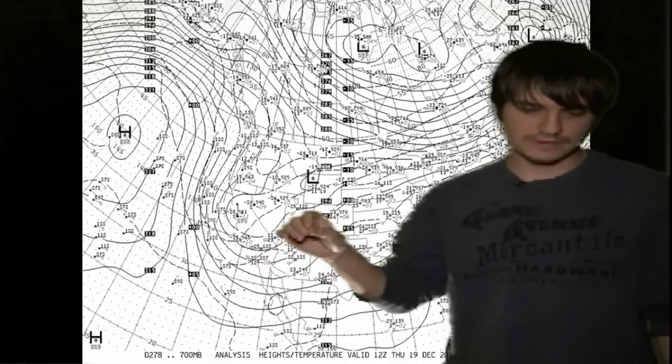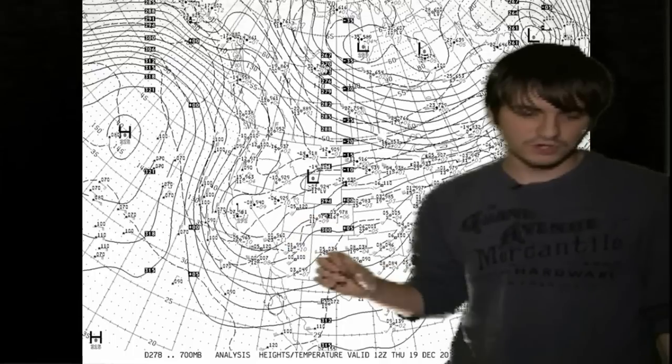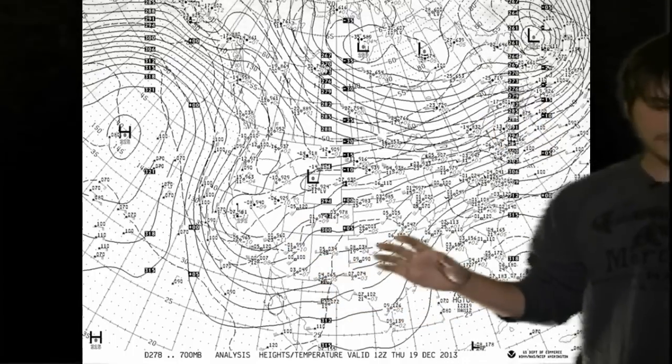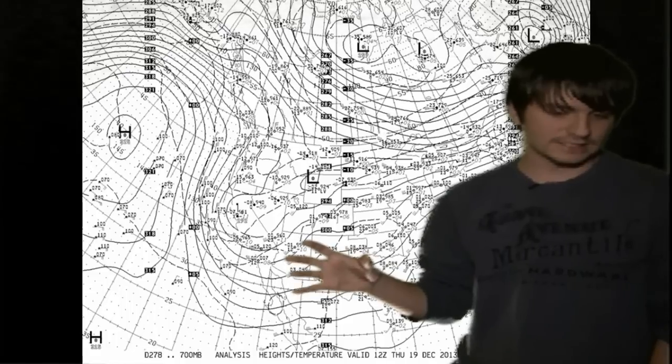Stepping downwards to 700 millibars, we see that we have significant moisture. It's not shaded, didn't have enough time, but there's not a whole lot to see on this particular map. It's just an analysis map, 700 millibars.